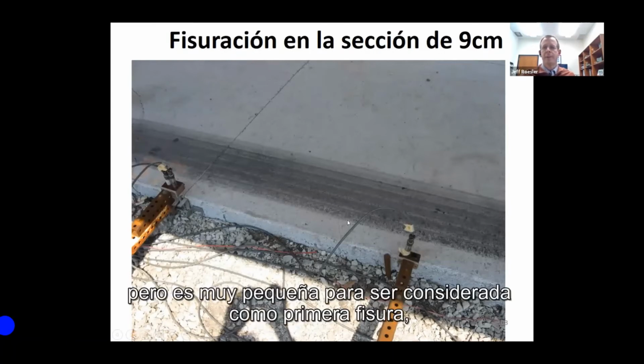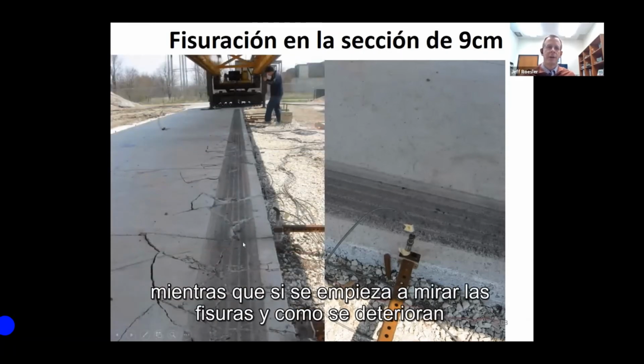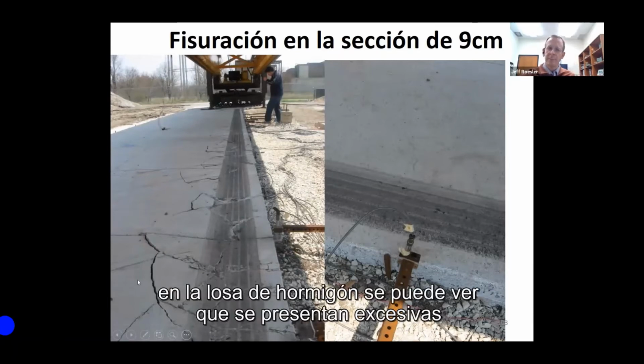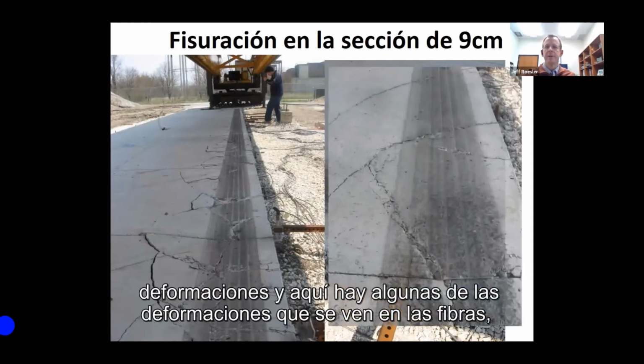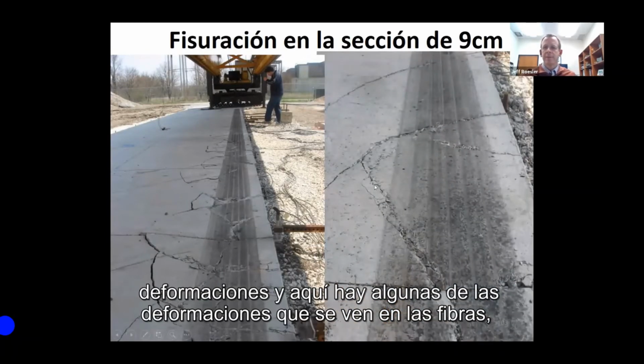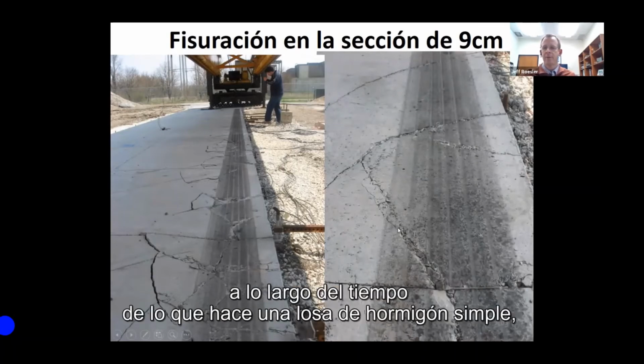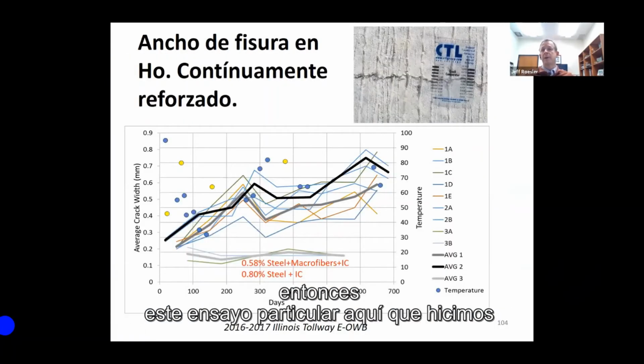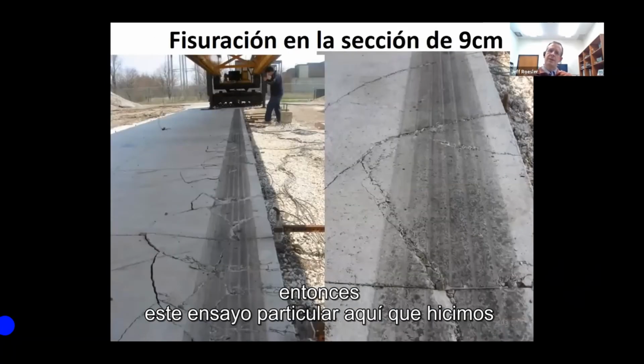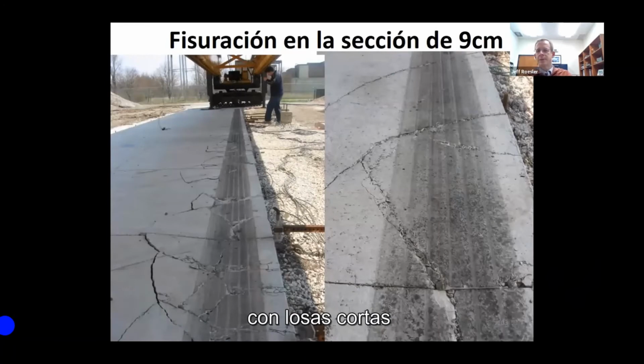But very small. That would be considered the first crack. Whereas if you start looking at the cracks and how they deteriorate in the plain concrete slab, you can see how you have these excessive deformations. And here are some of the deformations you see in the fibers. You can see the fibers hold the cracks much better together over time than the plain concrete slab.